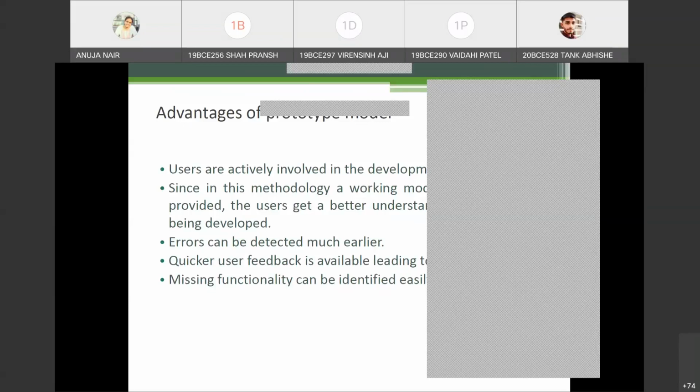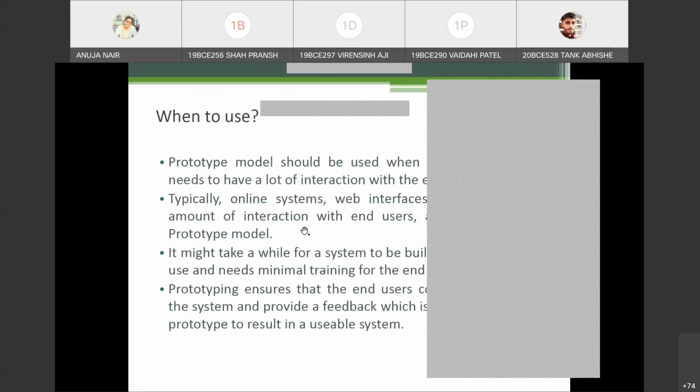So what is the keyword for prototype model? कहाँ पे आप use करोगे prototype model? Which keyword you will look into? UI based, right? So the keyword for prototype model is where the interaction is more.